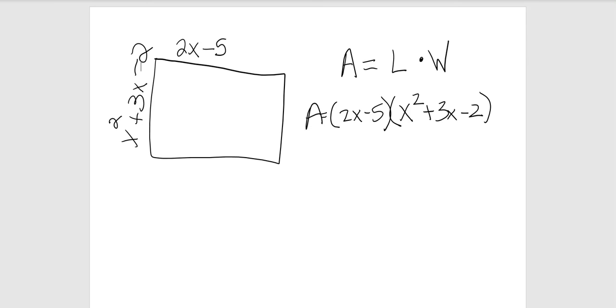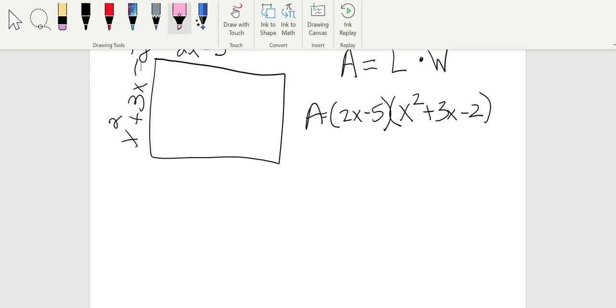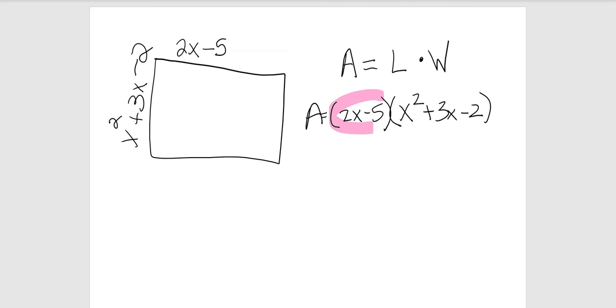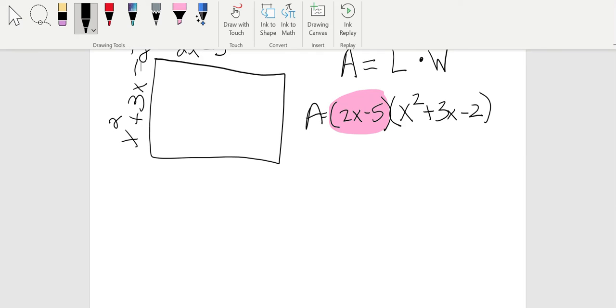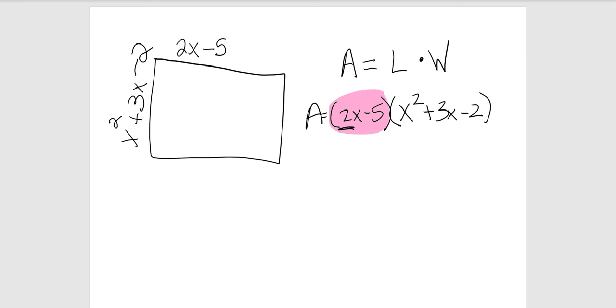The process I go through is the distributive property. You take your first factor, and in this case, our first factor is 2x minus 5. It's a binomial. Bi means 2. That means I have two terms. What are the terms of the first factor? 2x and negative 5. Those are the two terms of the first factor.